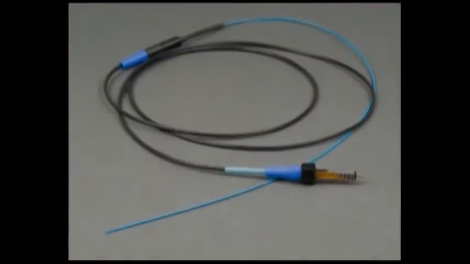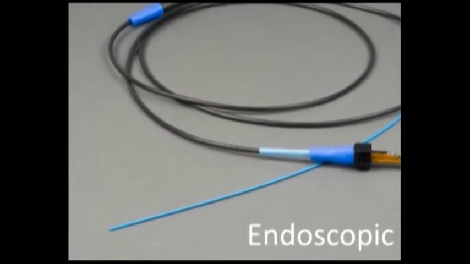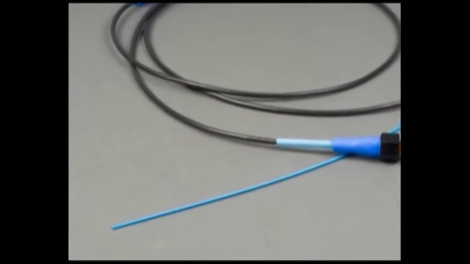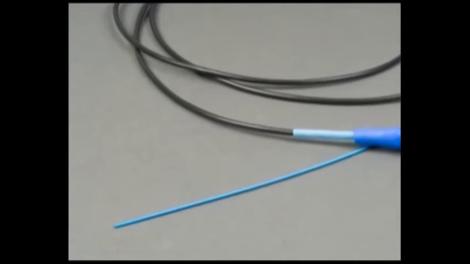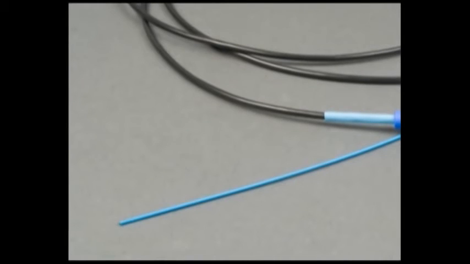The endoscopic sensor is used in the instrument channel of an endoscope or trocar. This sensor monitors mucosal saturation during diagnostic or surgical procedures and is typically used during GI diagnostic procedures.